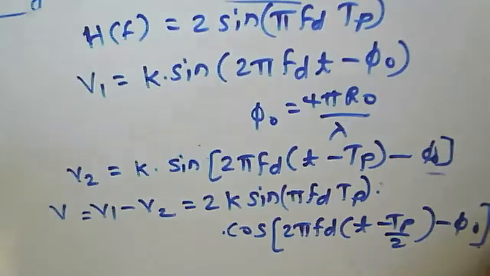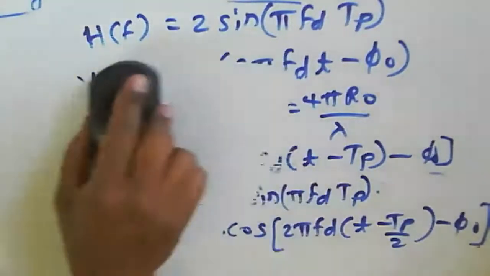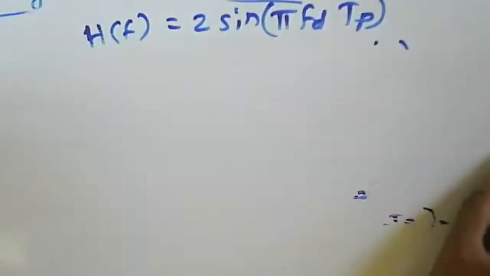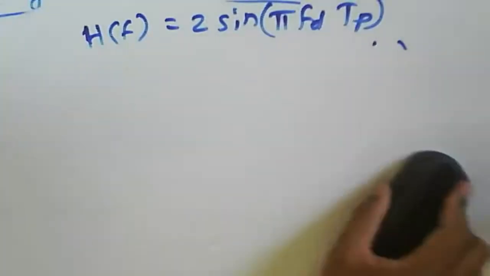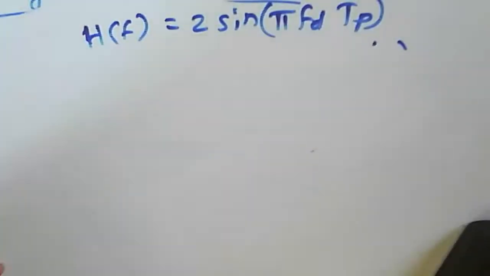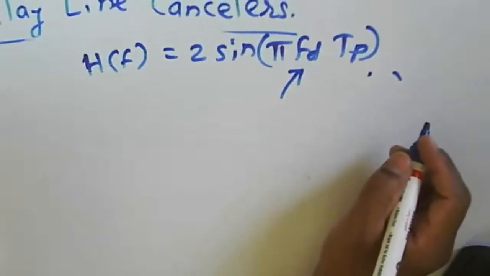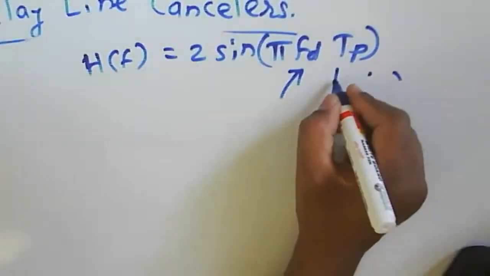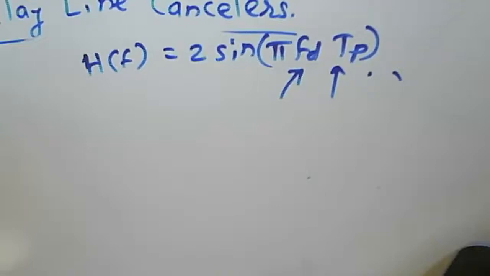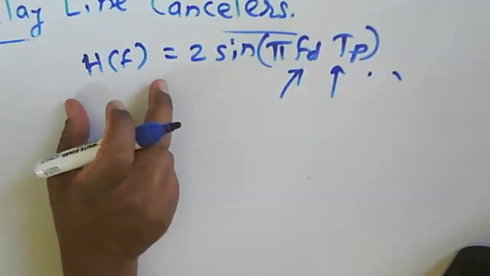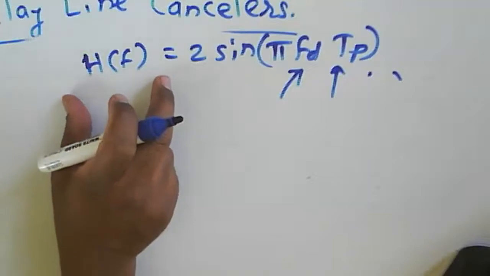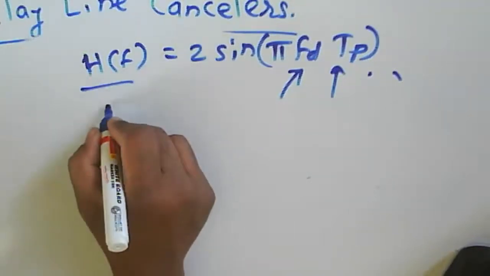From this particular equation, we can say that the frequency response function of the delay line canceller has a zero response when the moving target has the same Doppler frequency at the given pulse repetition frequency. In that case, H of f will be zero. So that is about the clutter.